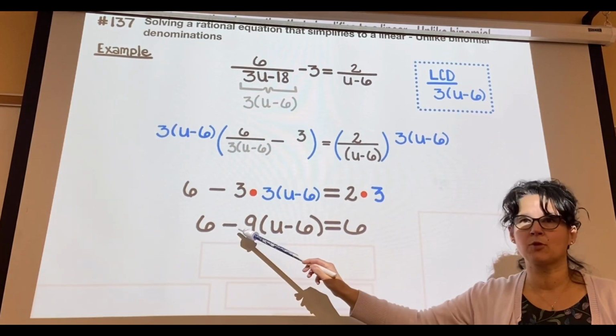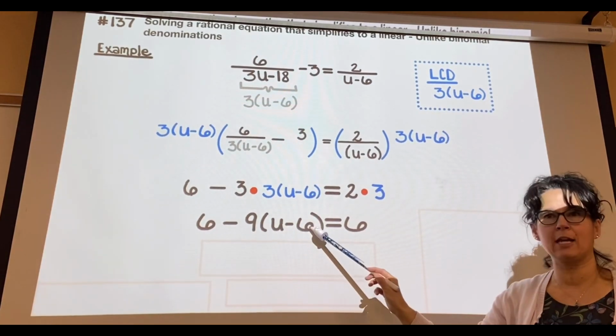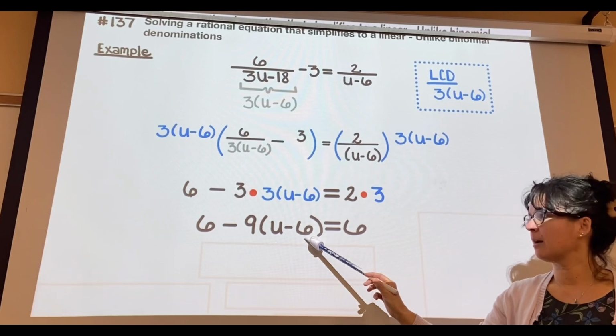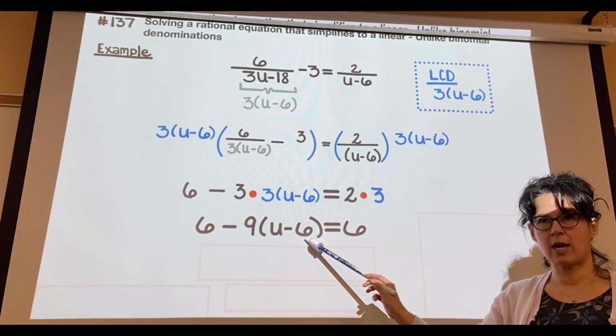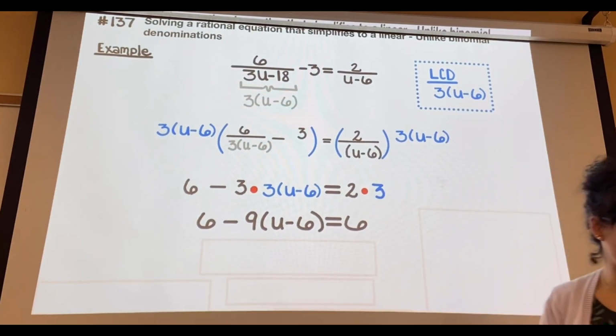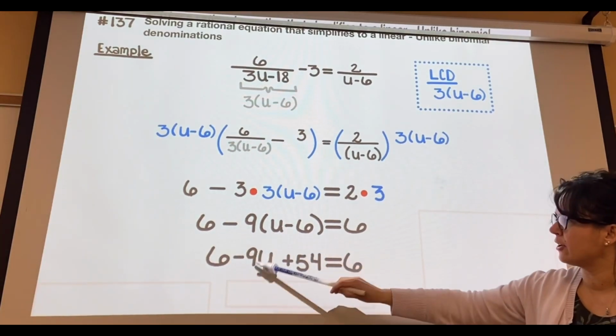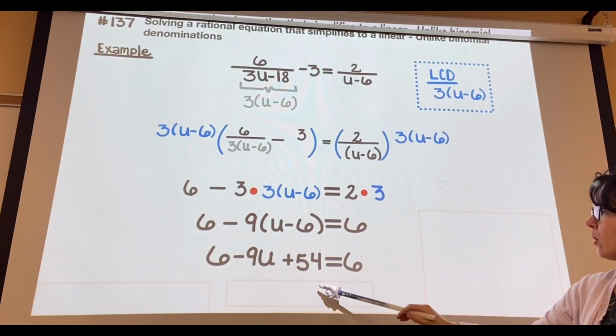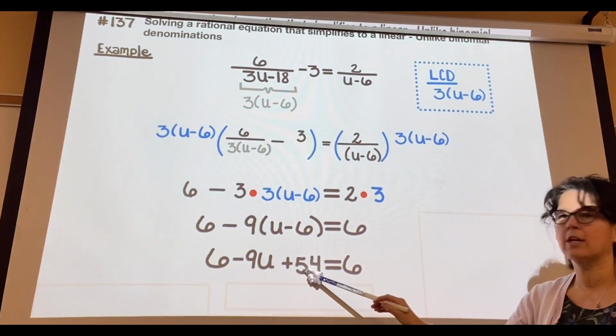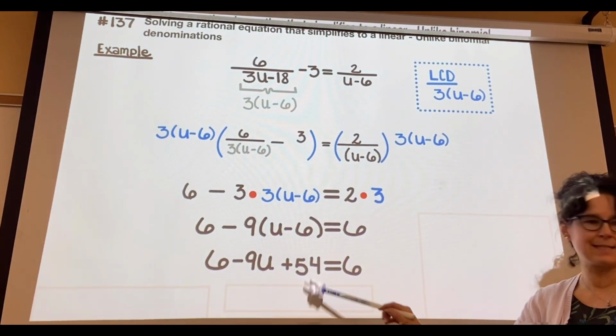Don't accidentally subtract that. When you're distributing, that's multiplication, and that comes before addition and subtraction. That's why I cannot put those together. Okay, so then I've got negative 9u plus 54. Now 6 and 54 can go together. They're on the same side, and that makes 60.